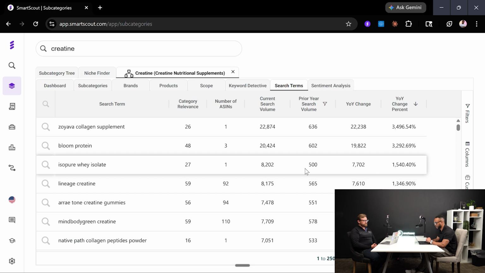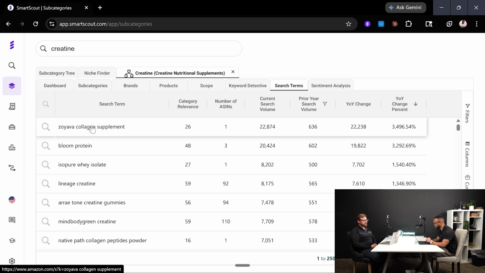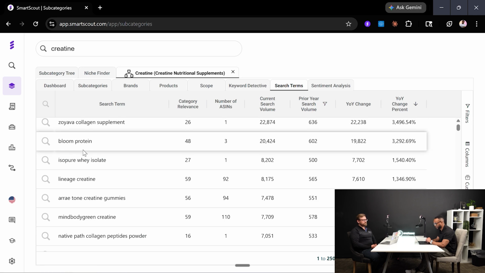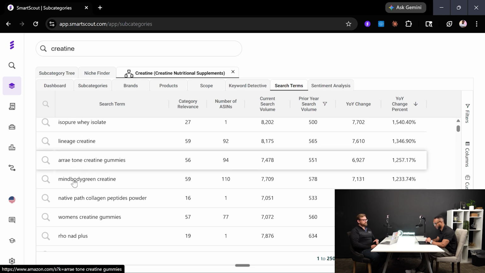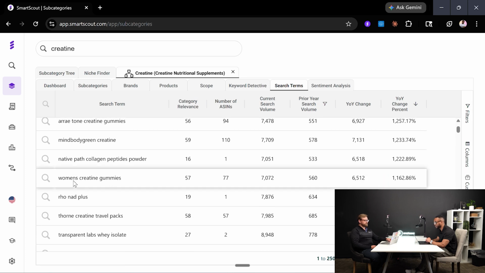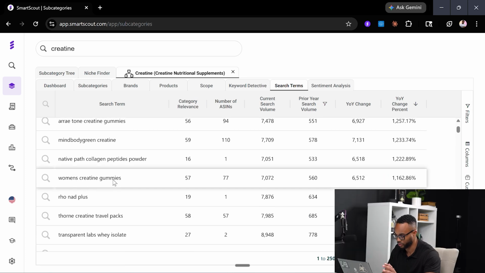At the top here, I don't even know how to pronounce that correctly, Zoyava collagen, that sounds like a brand. Bloom protein, that's also a brand. A couple others here look like brands, but the one that we wanted to highlight is the keyword woman's creatine gummies. Those words are not a specific brand, but there's been 1,000% year over year change, showing that there has been that much of an increase for that specific search term. So within the category of creatine, woman's creatine gummies is growing within the broader subcategory.